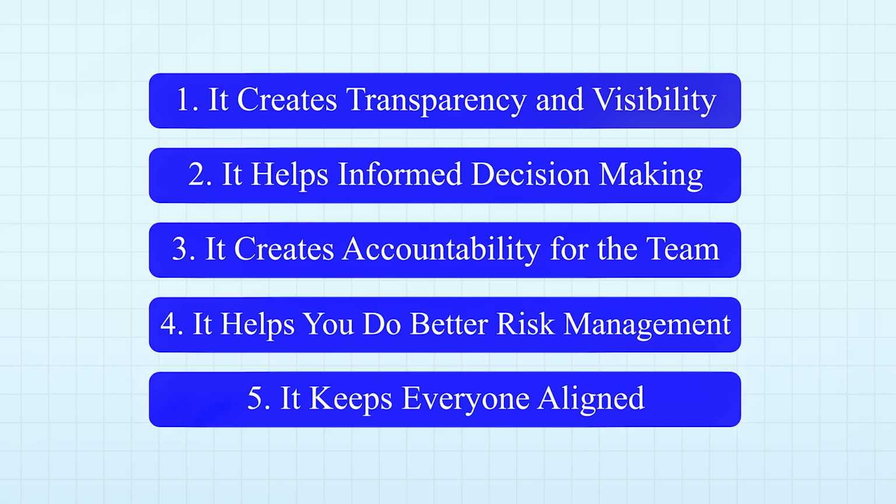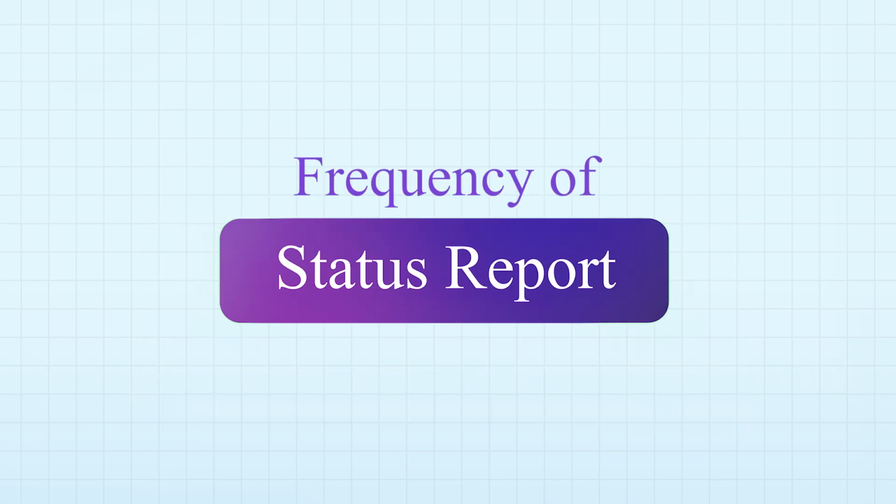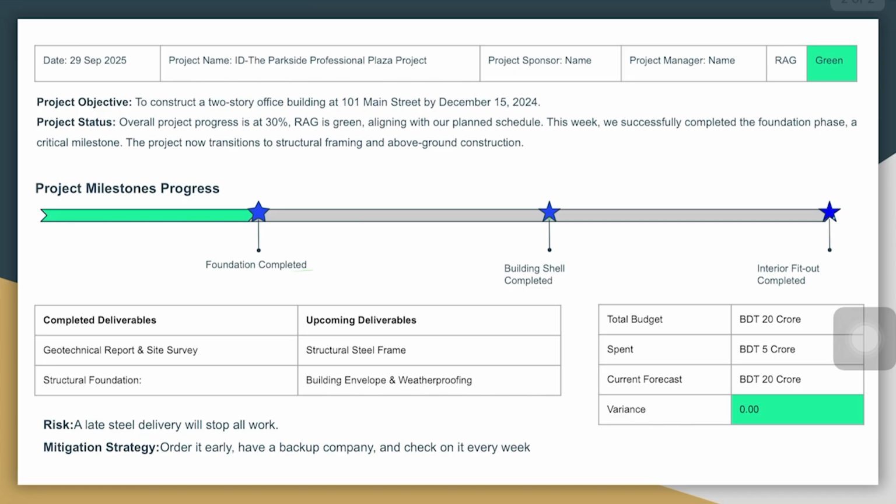on the same page. Now the question is, how frequently should you create a project status report? It depends on your stakeholders and sponsor. If they want weekly, you send weekly. If they want monthly, you give it to them on a monthly basis. Now let's see how to make a simplified but powerful project status report.